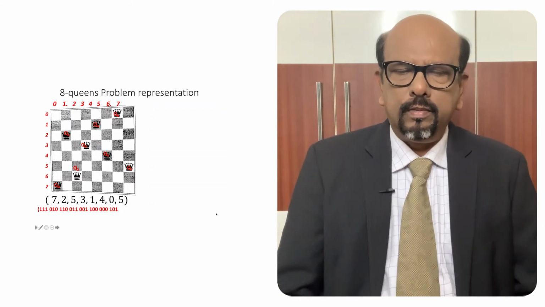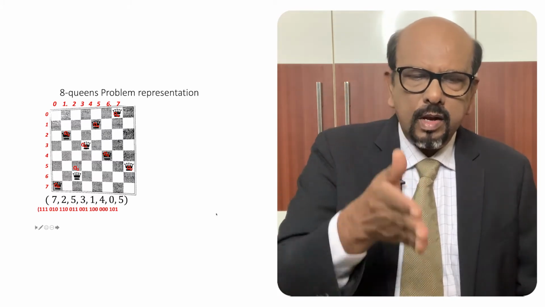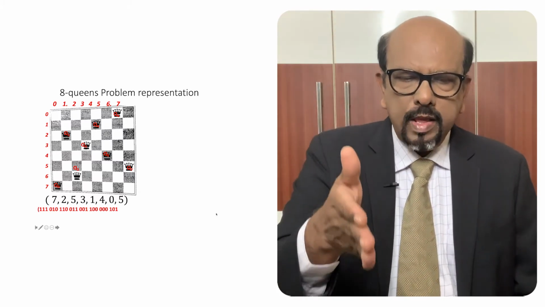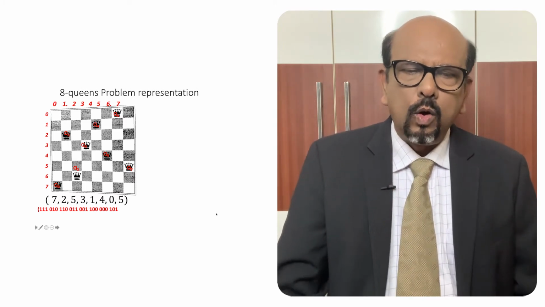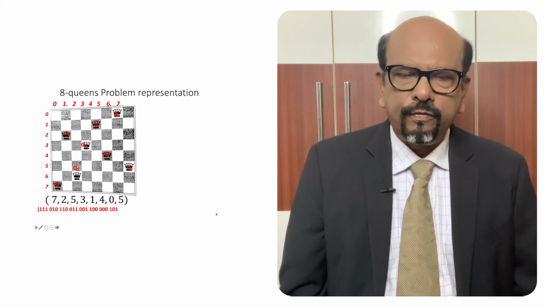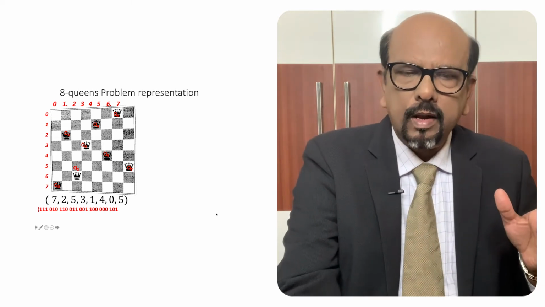Look at this example. Here, the 0th queen is positioned in row 7. Queen 1 is positioned in row 2. Queen 2 is positioned in row 5. So this is one state.